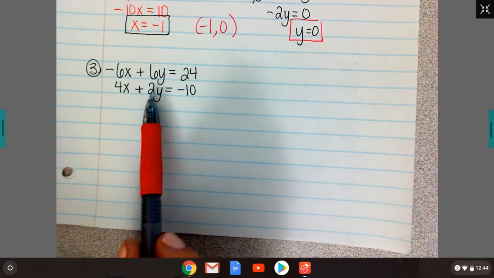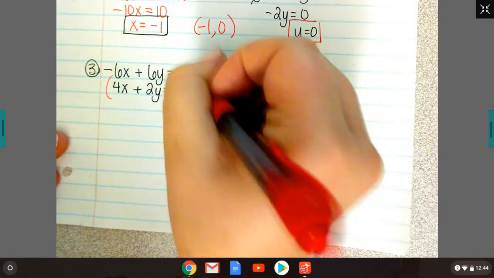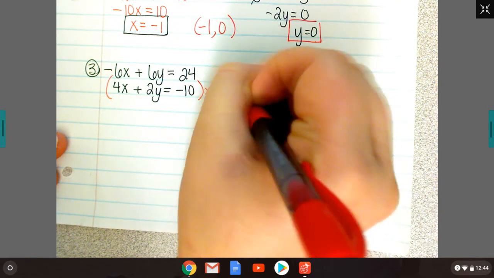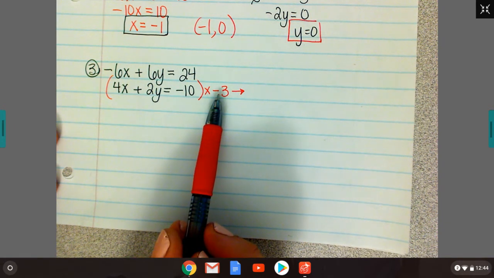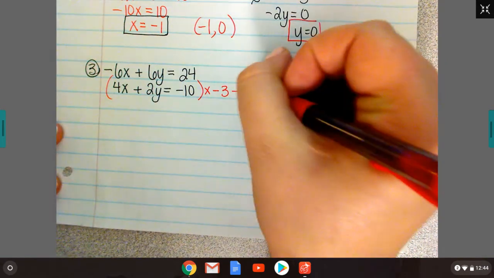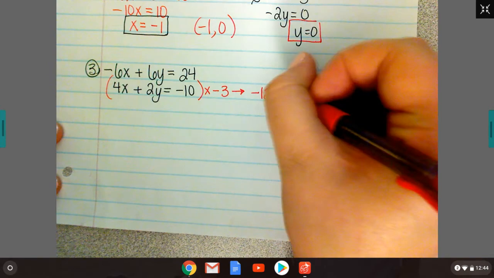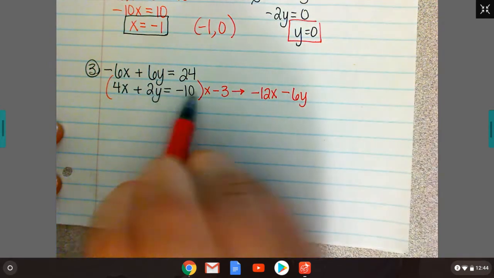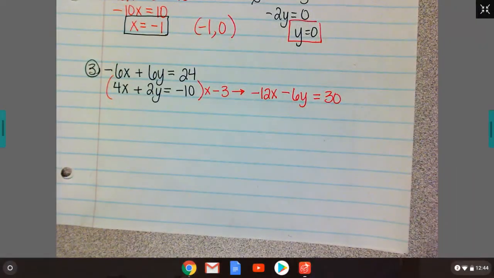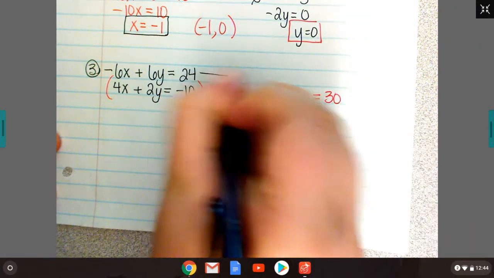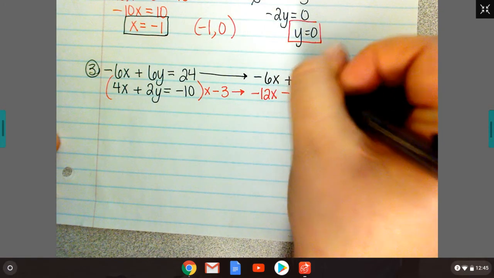So let's do that. But we can't just multiply one term by negative 3. We have to multiply the whole thing by negative 3. So let's rewrite this and multiply the whole thing by negative 3. Negative 3 times 4x is negative 12x. Negative 3 times 2y is negative 6y. And negative 10 times negative 3 is positive 30. All right, this one, let's just move it over. Nothing happened with it. I'm just setting it over here so it's next to it.